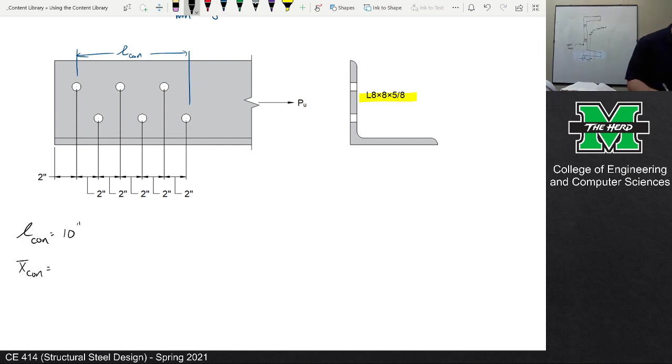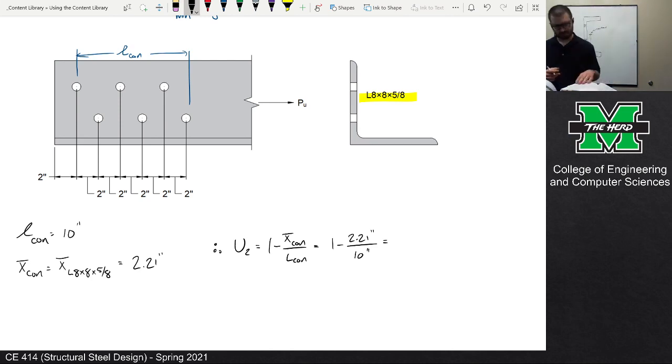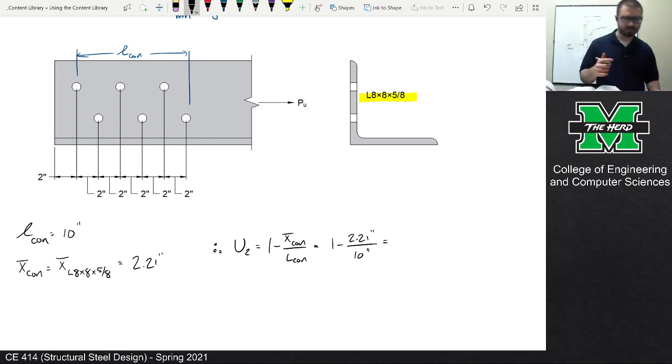Does anybody have X bar for the L 8 by 8 by 5/8? 2.21 inches. So therefore, U2 is 1 minus X bar over L, which is 1 minus 2.21 over 10. And so what is that? Anybody have an answer for that? I know we're running short on time, so I might put a rush on this one, but 0.779.